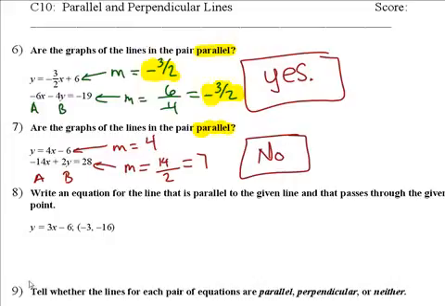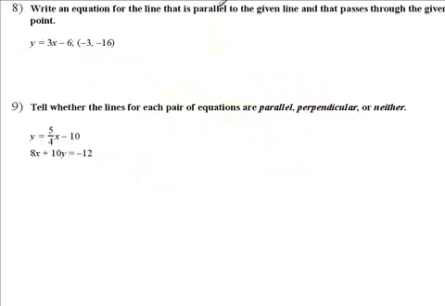And that's all there is to 6 and 7. We'll pause right here. Number 8 says, write an equation that is parallel to the given line and passes through the given point. So, if it's parallel to this line, what has to be true about the slopes of the parallel lines? They are the same.